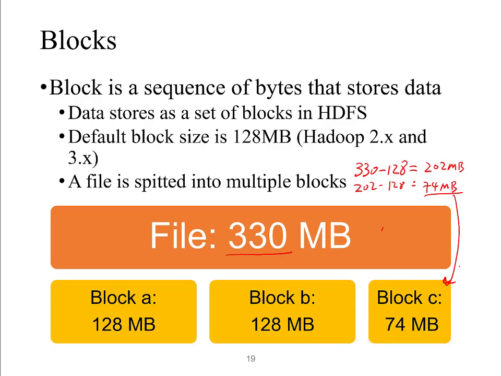Now, in this case, although the block size is 128, how much space we actually use in a block determines the file size that corresponds to the block. For example, for the file corresponding to all these 3 blocks, their sizes would be 128 for 2 and 74 for 1.